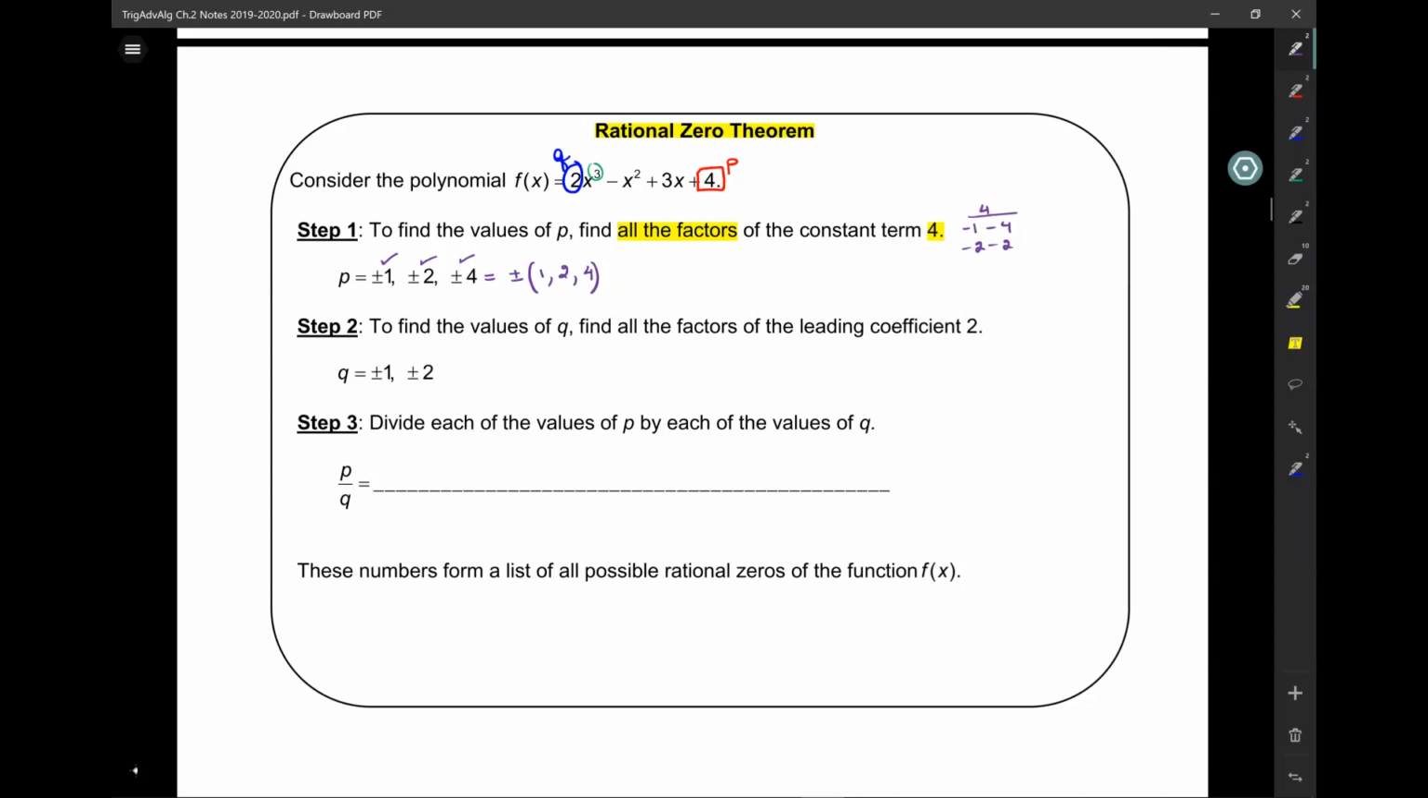Okay, to find the values of Q, you probably guessed it already. It's all of the factors of the other coefficient, 2. How do you get 2? You can multiply 1 times 2, or -1 times -2. So the factors of Q are plus or minus 1, plus or minus 2. So you can abbreviate by writing plus or minus 1 and 2.